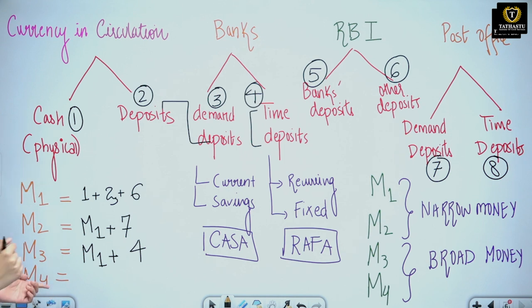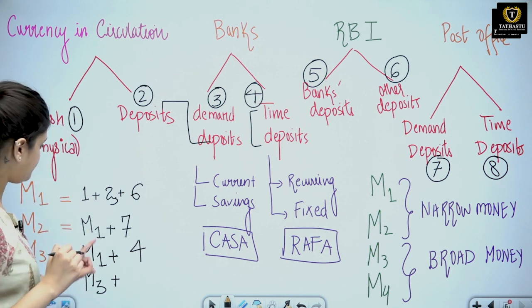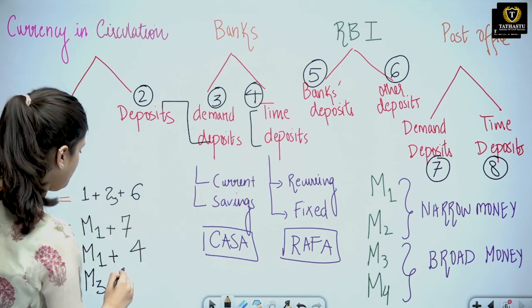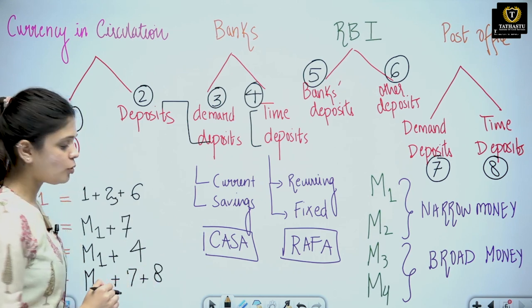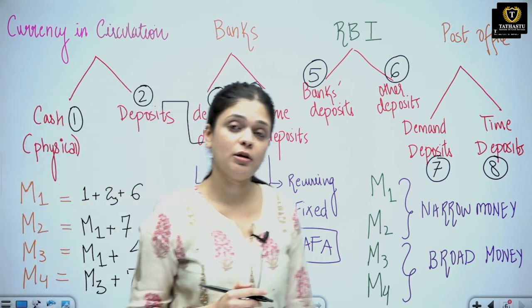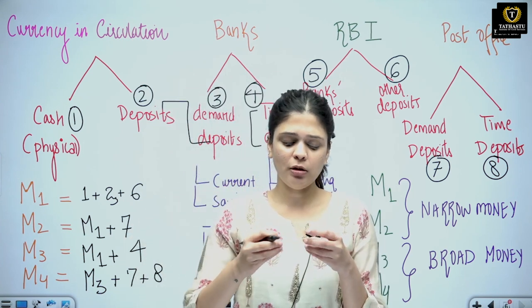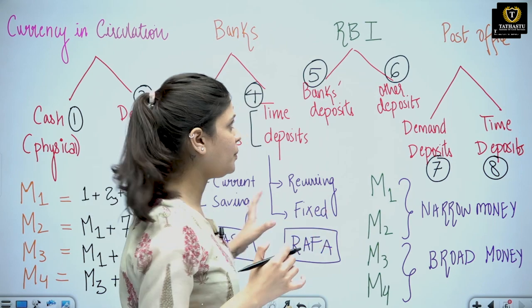Then we have M4. In M4, M3 plus we will have demand deposits of post office and time deposits of post office excluding national savings certificate. National savings certificate is something which is basically used as an investment. It is not very liquid, so we do not include it in our money aggregates.